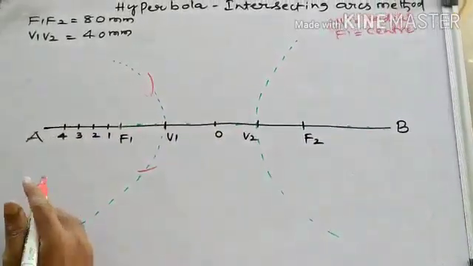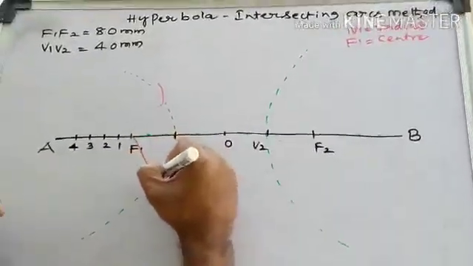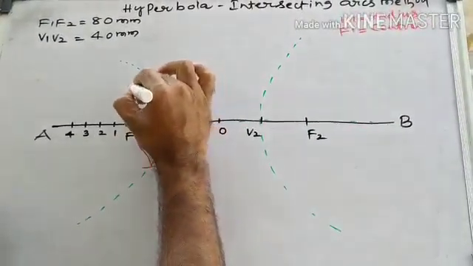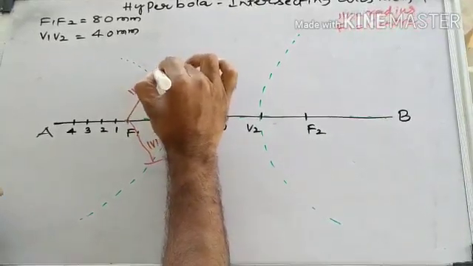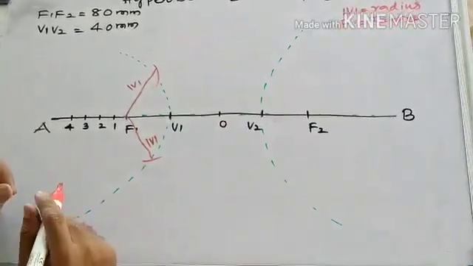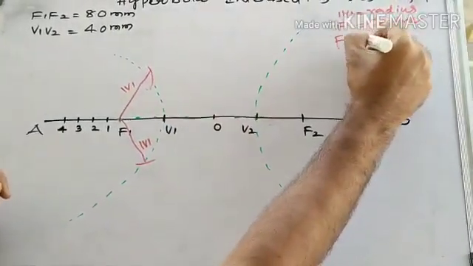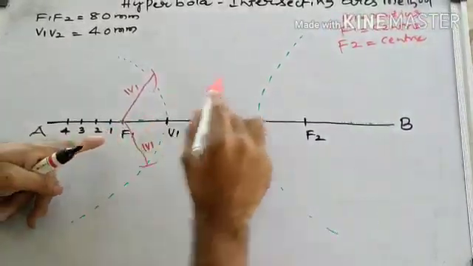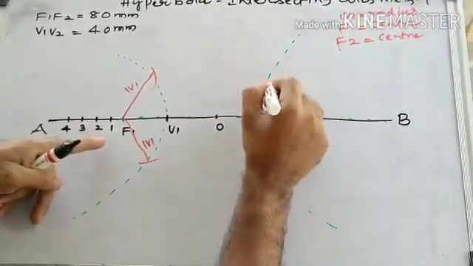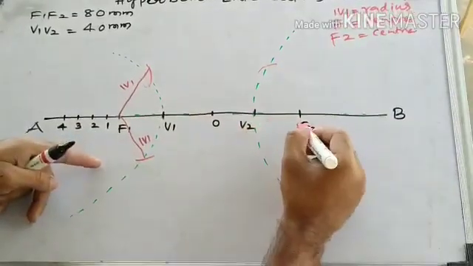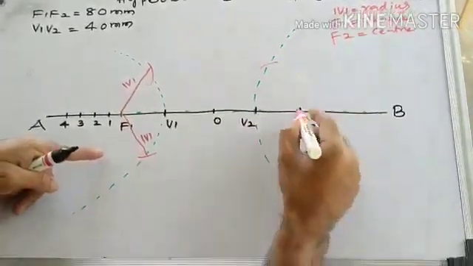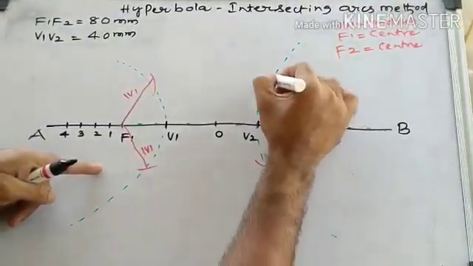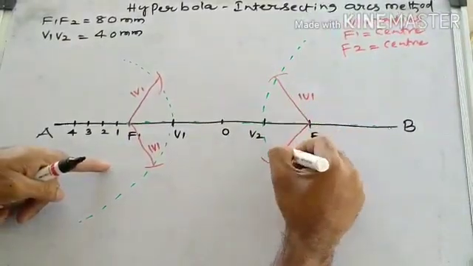So this is going to be 1 V1, and this is also 1 V1 as a radius. Similarly, F2 as center, 1 V1 as a radius. Draw another arc above the principal axis and another arc below the principal axis. This is 1 V1.